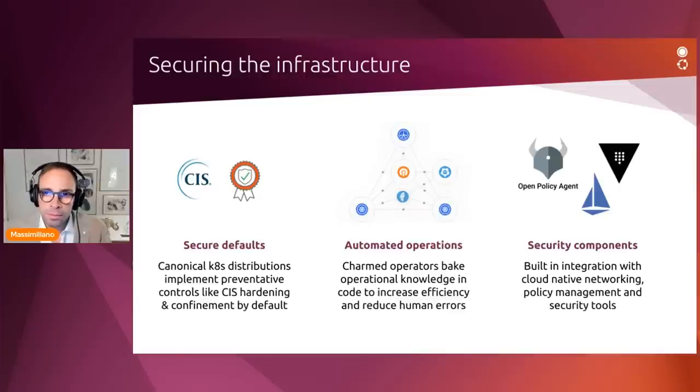As we saw from the Verizon Data Breach Report, the human factor is a key contributor to security breaches. With Juju and Charms, we bake operational knowledge into code to make sure that fewer people need to access your infrastructure in fewer ways, because machines are taking care of lifecycle management and all the mundane operations that your team used to do before.